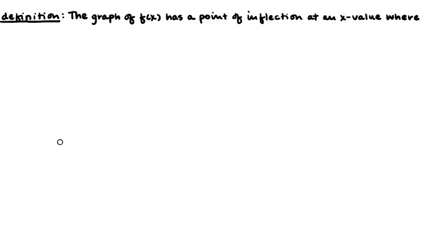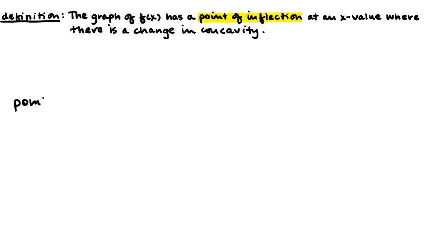All right. Now let's talk about points of inflection. The graph of f of x has a point of inflection at an x value where there is a change in concavity. That is, where we switch from concave up to concave down, or concave down to concave up. So again, let's go over here and make ourselves a little table, in terms of f's derivative and f's second derivative.